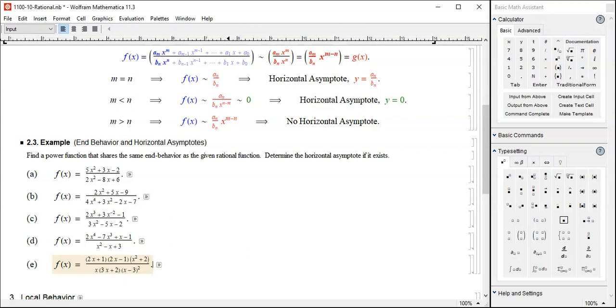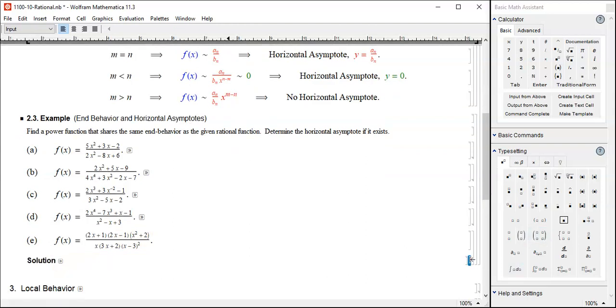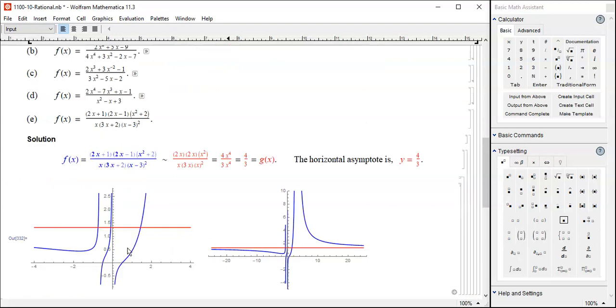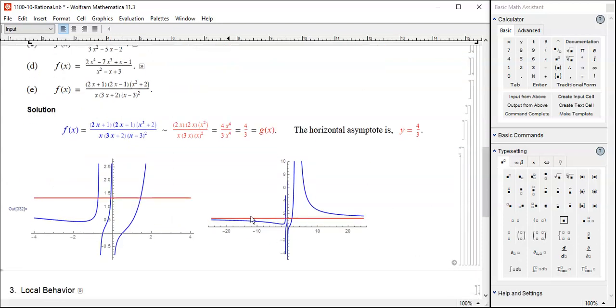Take the highest degree term, and you can do that for each factor. Like this. Take the highest degree term for each factor and disregard the rest. Put those together and you're going to get 4x to the 4th power over 3x to the 4th power. After simplification, you get y equals 4/3, and that is your horizontal asymptote. In small scale, they are completely different, but in larger scale, you can clearly see the asymptotic behavior.